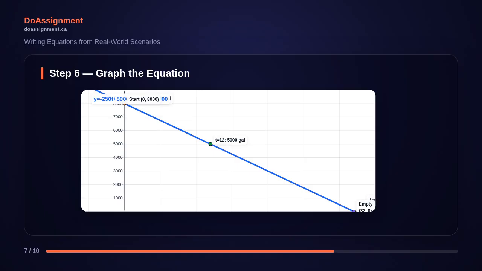Here is the graph of our equation. The line starts at the y-intercept of 8,000 gallons at time 0 and slopes downward at a constant rate. It crosses the t-axis at 32 hours, which is when the pool would be completely empty. The point at t equals 12 shows 5,000 gallons remaining.